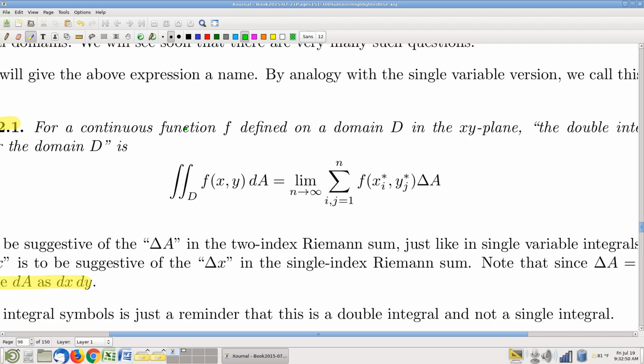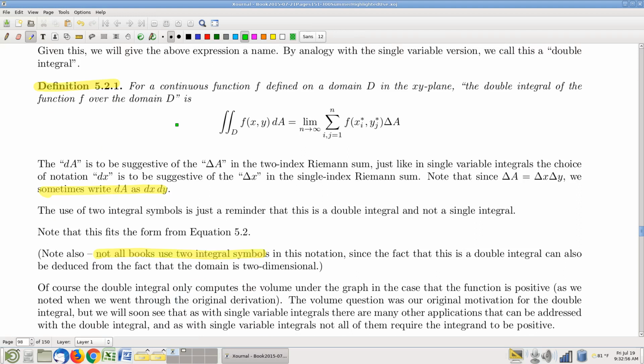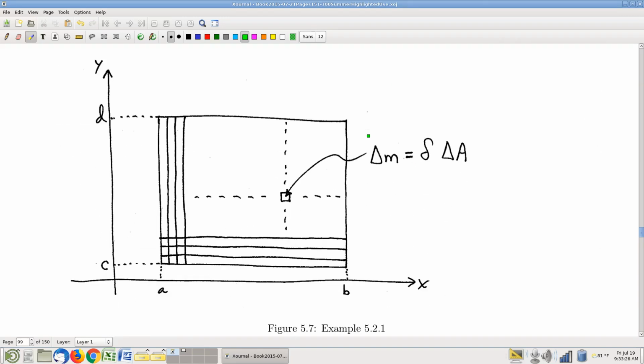Okay, so let's see some examples of how this is going to come up. Why are we interested in Riemann sums, aka integrals? Here's one example. Maybe I want to compute the mass of a two-dimensional sheet of metal. This is kind of an analog of the one-dimensional rod question, but this is a two-dimensional version. We have a two-dimensional sheet of metal, here's the rectangle AB cross CD, and suppose that I have a density function that's a function of position, a function of x and y. So here's my picture.